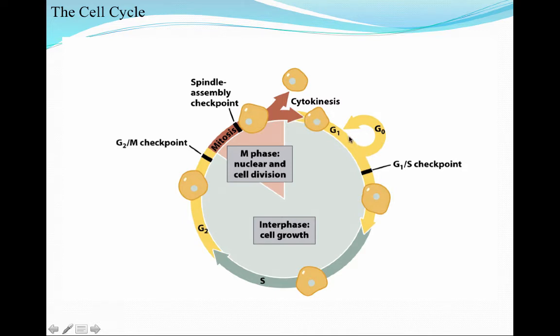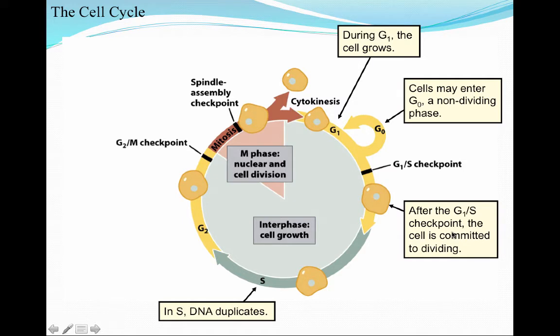So the cell is going to go through G1, and it can actually stay arrested in that state, which we call G0. And then it's going to have to go through a checkpoint, which we call the G1/S checkpoint, saying that the cell is complete and is ready to go forward with DNA synthesis. Once it passes that checkpoint, it's going to go into the S phase, and the S phase is where DNA is going to duplicate or copy itself.